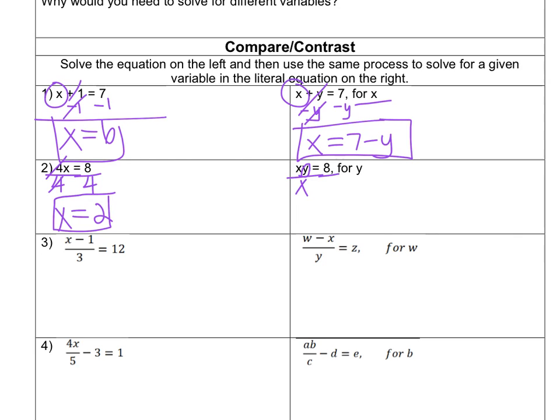So I'll divide each side by x. x divided by x is 1, so I'd be left with 1y equals 8 divided by x. And I'd have to leave it just like that, because I don't know what x or y equals.